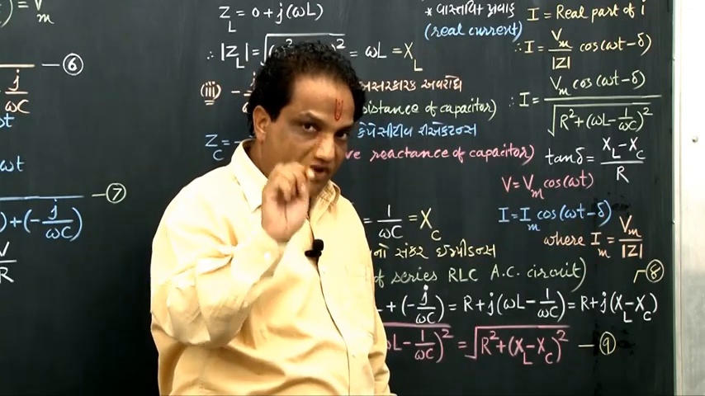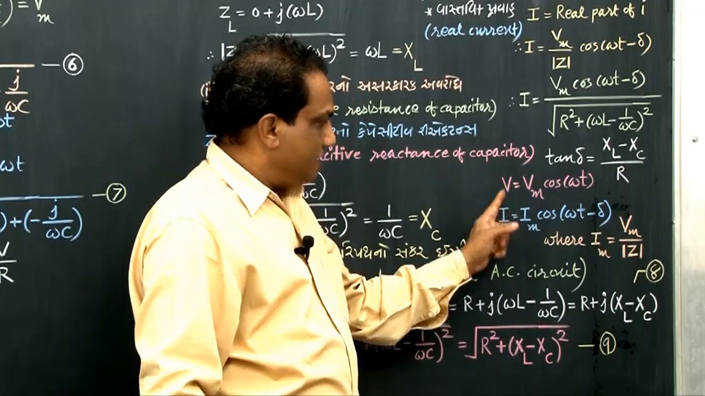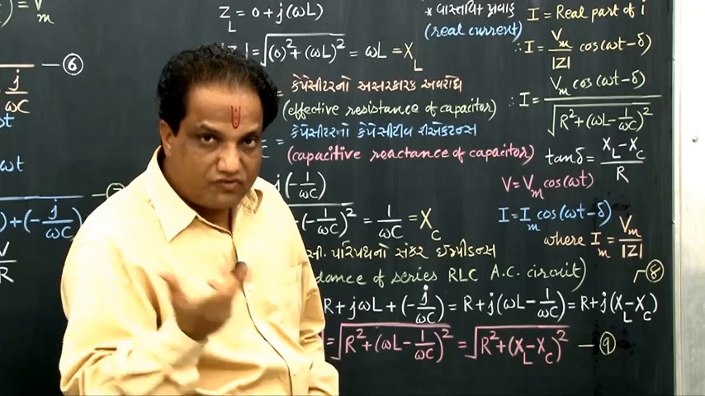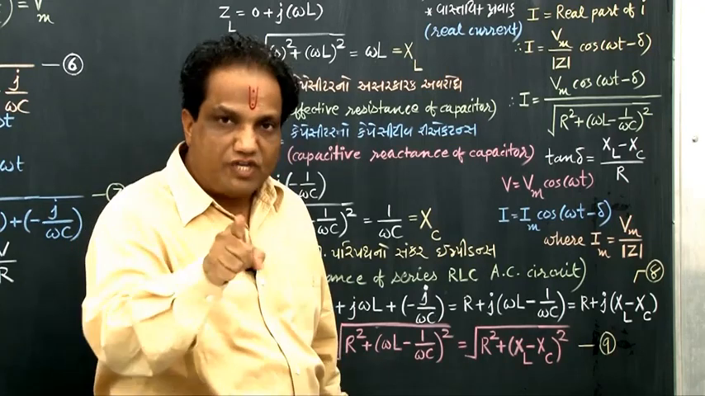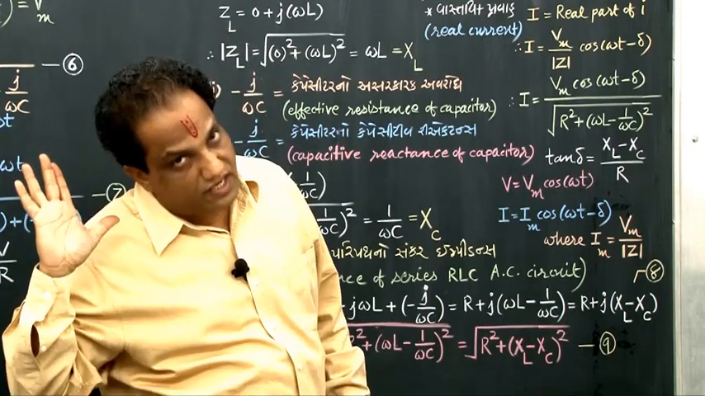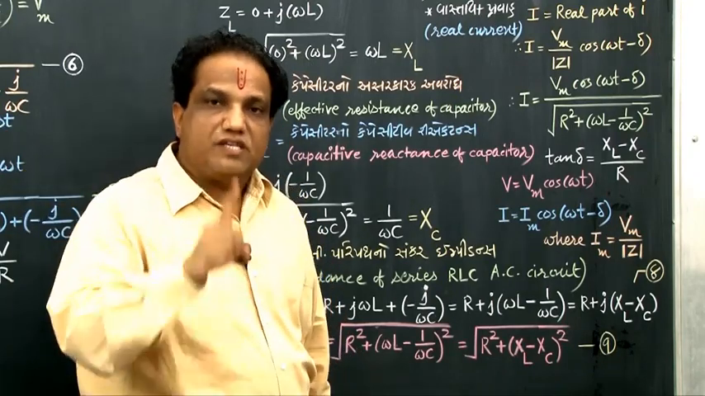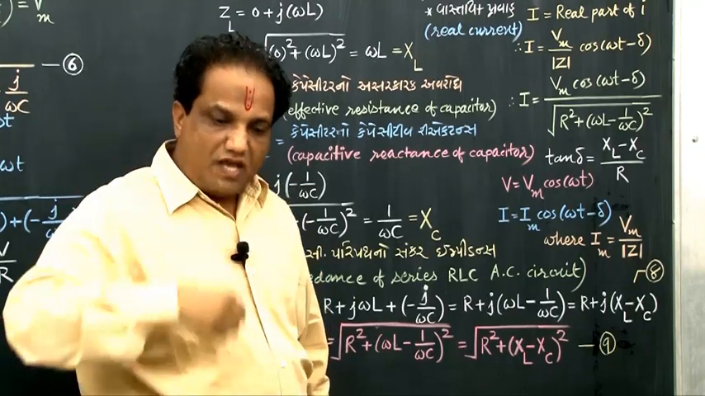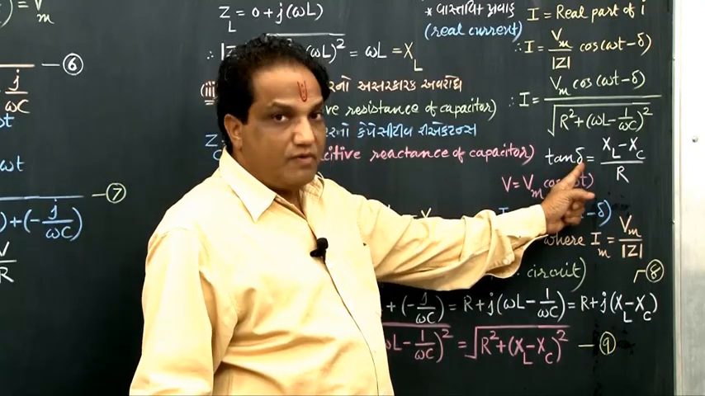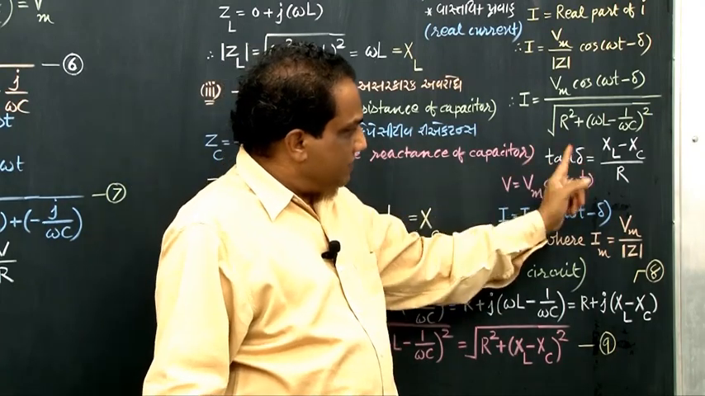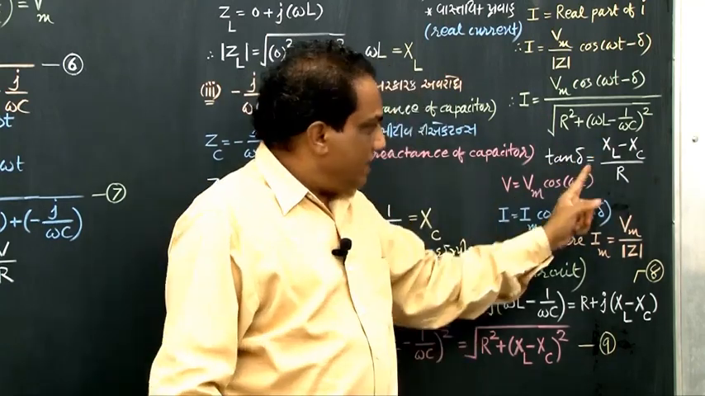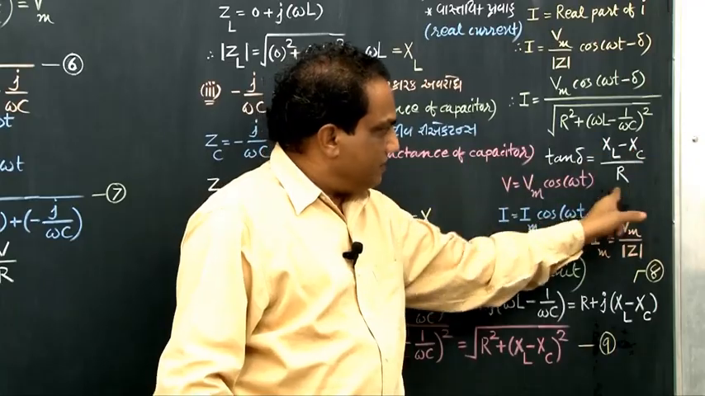So what is delta? Phase difference between voltage and current. Which voltage? Alternating voltage. Which current? Alternating current. Which circuit? Series RLC AC circuit. So delta gives me the phase difference between voltage and current. And if you want to find out that delta, you can find it from here. Delta will be what? Tan inverse. Delta equals tan inverse of XL minus XC upon R.